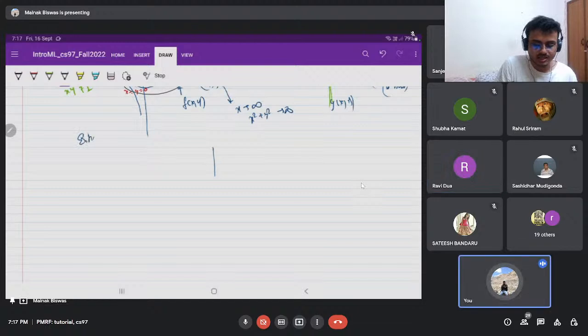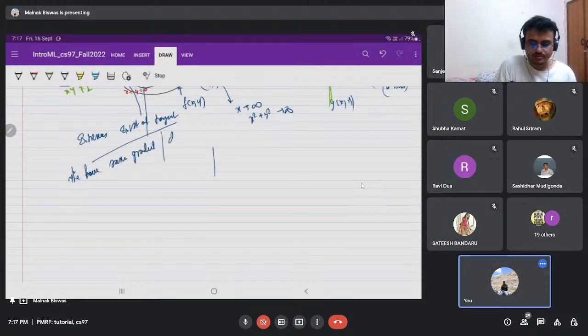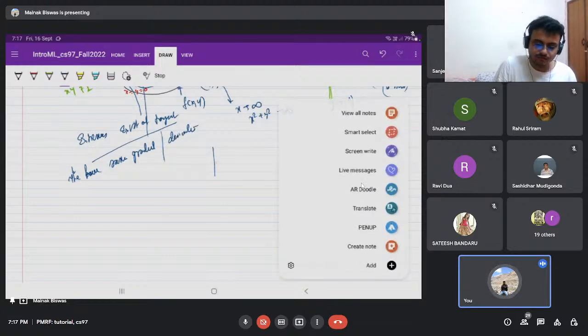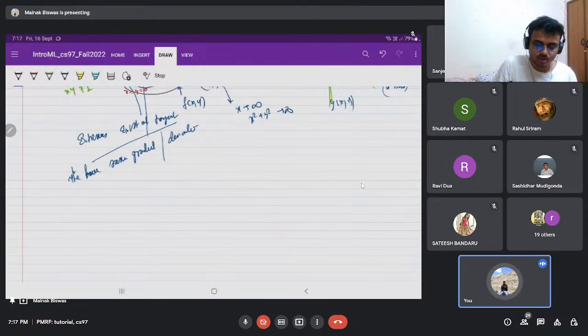So extremas exist at tangents, which means they have the same gradient, or derivative for 1D. So I'll just draw this. It will become very apparent once I draw this function very clearly.